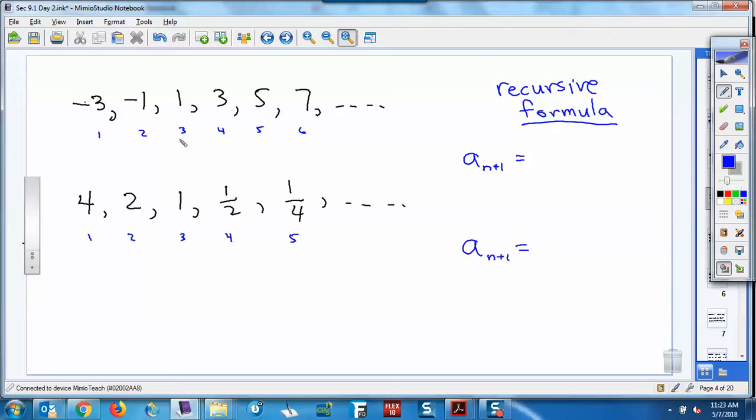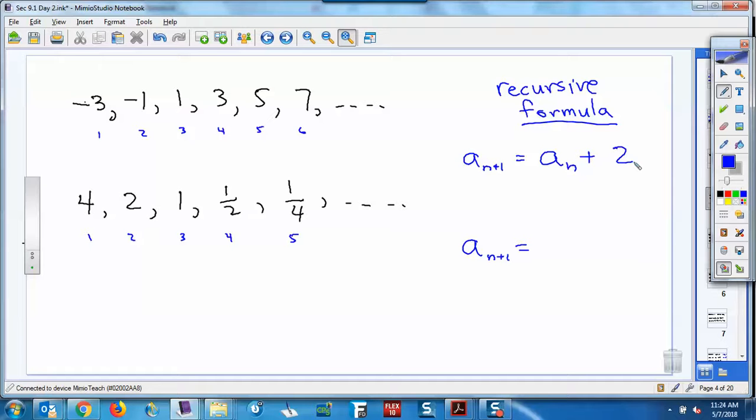Okay, so what would be your recursive sequence on this one? You said you were repeatedly adding 2, right? That's what you were doing on this one. So tell me what I would write right here. A sub n plus 2. Do we need to make any adjustment for that -3 and all that stuff?